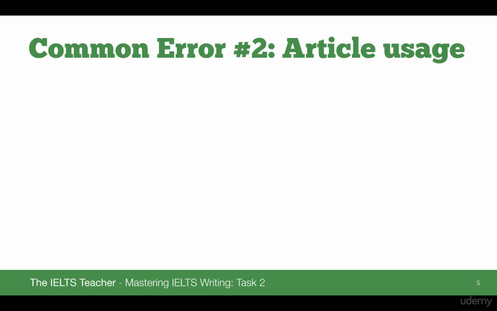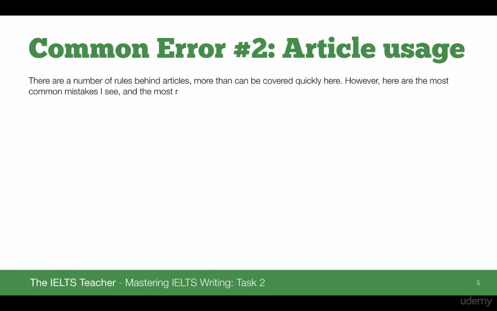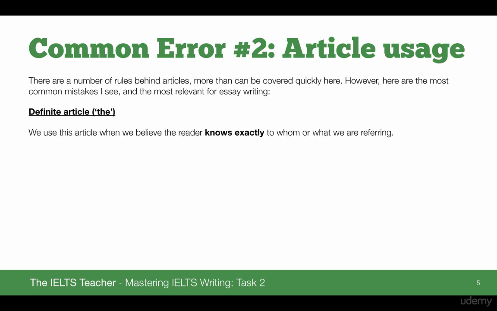The second common error is with article usage. Now there are a number of rules regarding articles, much more than can be quickly covered here. However, here are the most common mistakes I see and the most relevant for essay writing in task 2. Definite articles to begin with. The. We use this article when we believe the reader knows exactly to whom or what we are referring. We use them with superlative adjectives. The biggest problem in big cities.